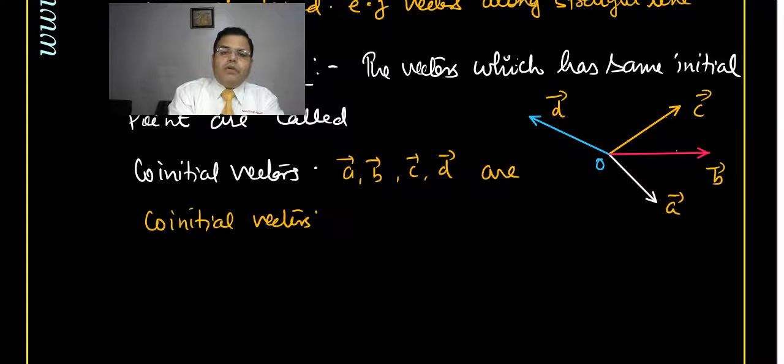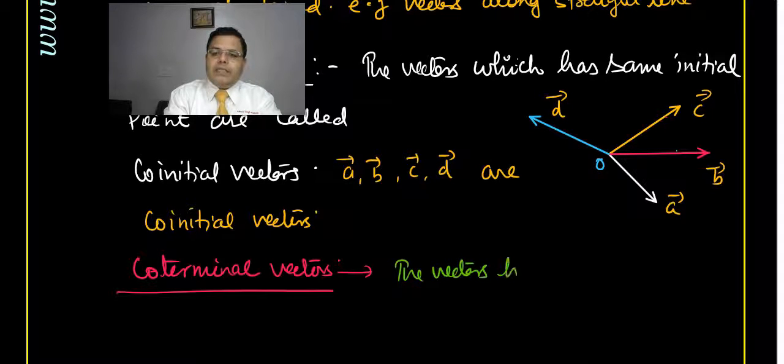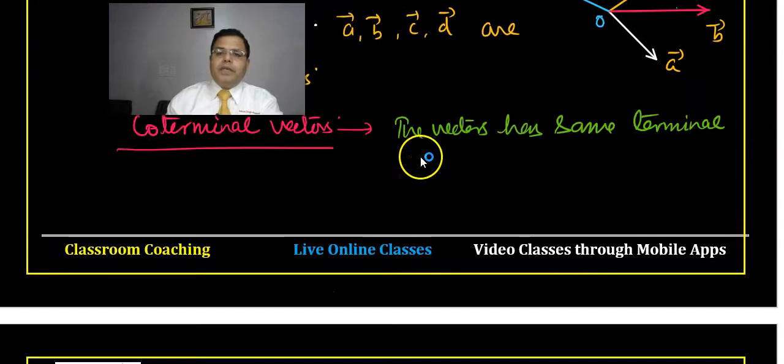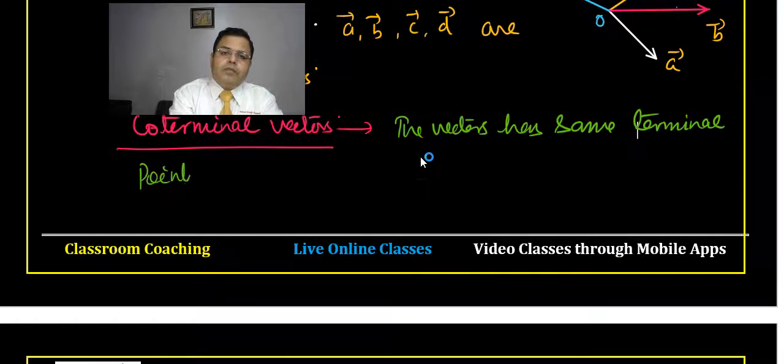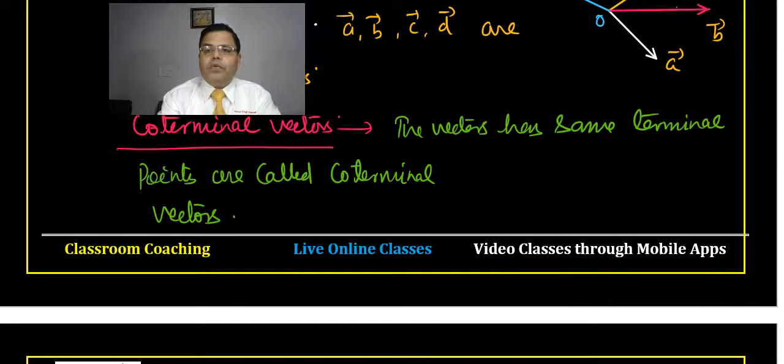Similarly, there is another term that is called co-terminal vectors. What is that? The vectors which have the same terminal point. If the vectors have the same terminal point, they are called co-terminal vectors. So these vectors are co-terminal vectors.